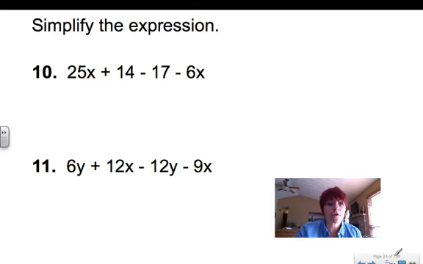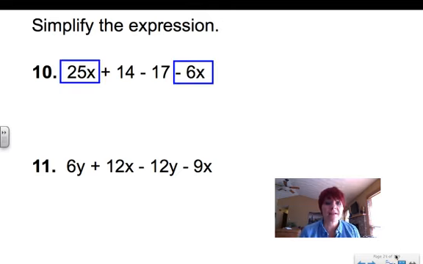So for number 10, first we would start with 25x and negative 6x. Those are like terms because they both have x to the first connected to them. So if you take 25 minus 6, because you need to take the sign that's in front of both of those, so it's positive 25 minus 6, you'd get 9x.